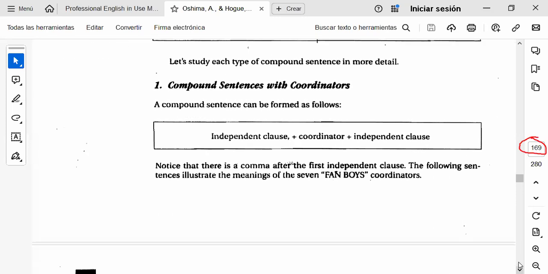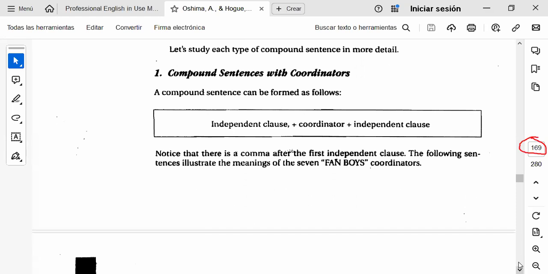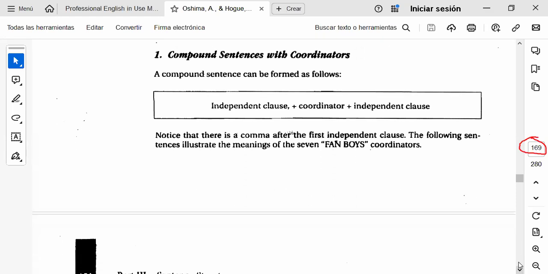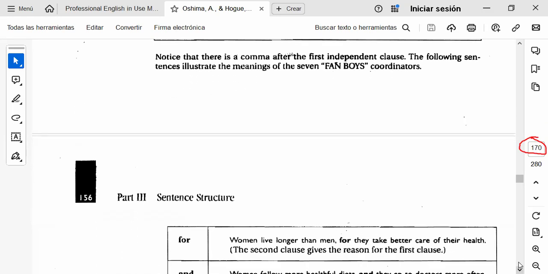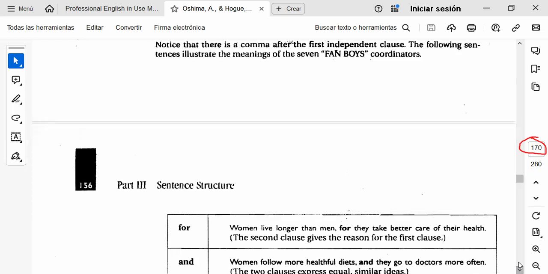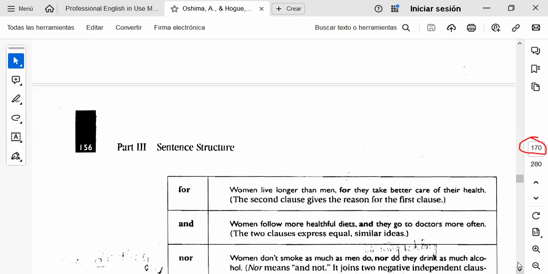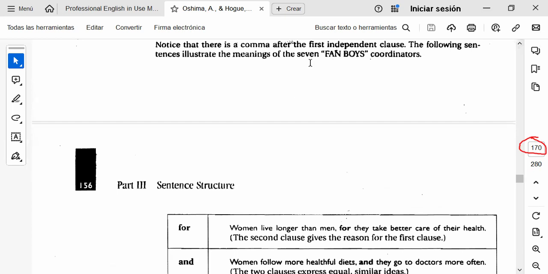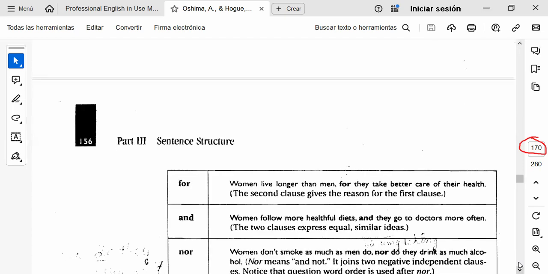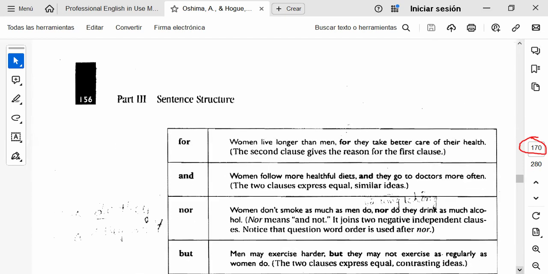Let's study each type of compound sentence in more detail. Compound sentence with coordinators: a compound sentence can be formed as independent clause plus coordinator plus independent clause. Notice that there is a comma after the first independent clause. The following sentences illustrate the meaning of the FANBOYS coordinators. FANBOYS coordinators are for, and, nor, but, or, yet.